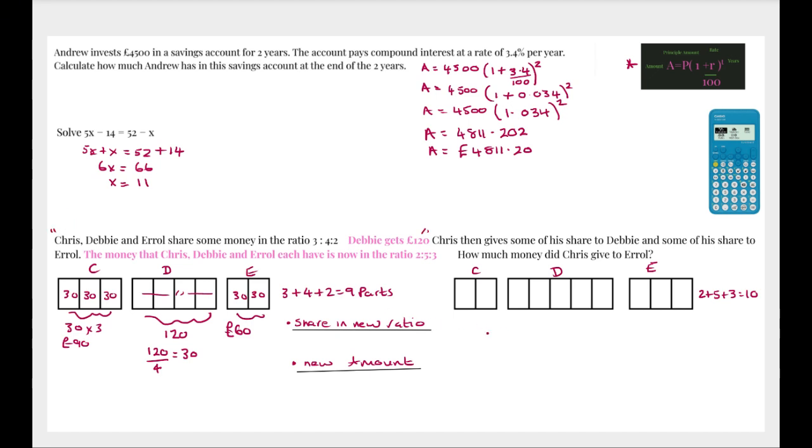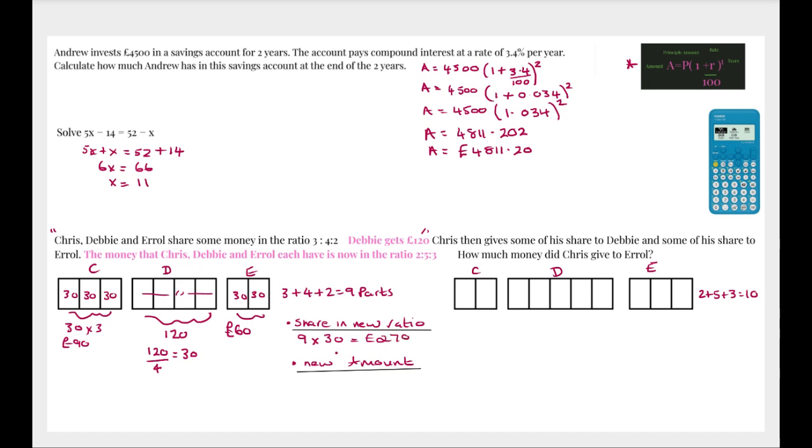Chris then gives some of his share to Debbie and some of his share to Errol. The money that Chris, Debbie and Errol each have is now in the ratio 2 5 3. How much money did Chris give to Errol? So the first protocol is share a new ratio. So let's find our new ratio. So we have 9 parts times by 30, which gives us £270.